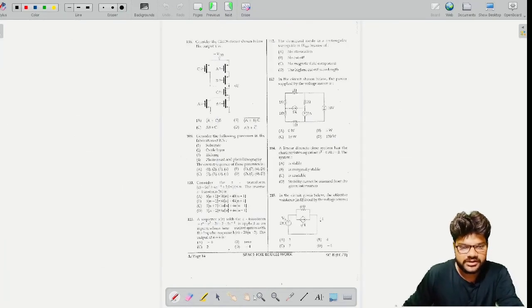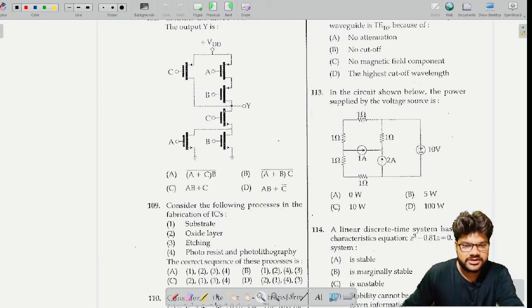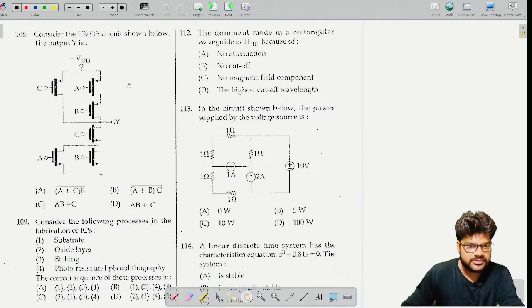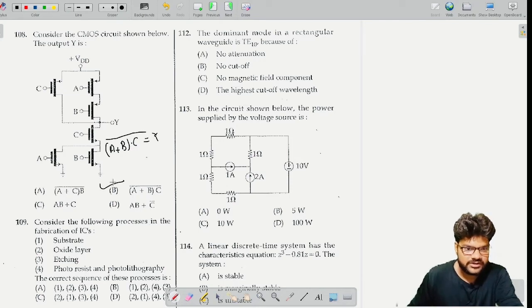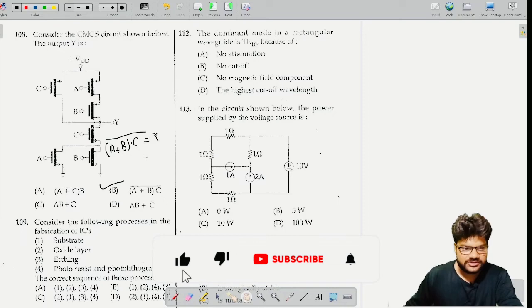Now question number 108, which is from the CMOS topic. This is a simple question. We have to find the expression of Y. So this is A, this is B. We know that if two NMOS are in parallel, it will be A plus B. This is an OR gate, and in series is C. So this is dot C, that is an AND gate, and its complement will be the final output. So (A plus B) dot C bar is going to be the final output. This is B. So let's go to the next question.